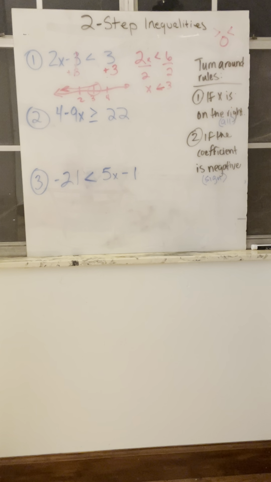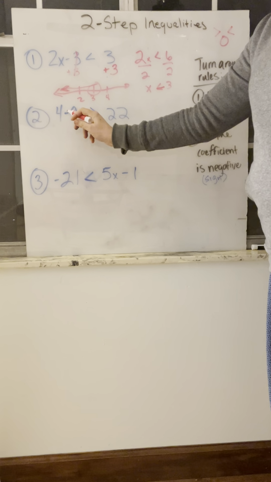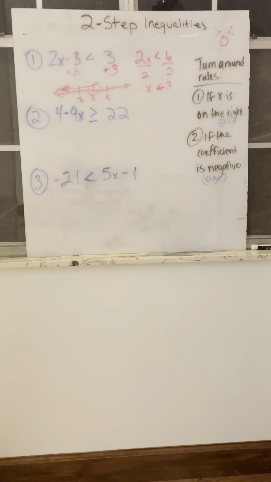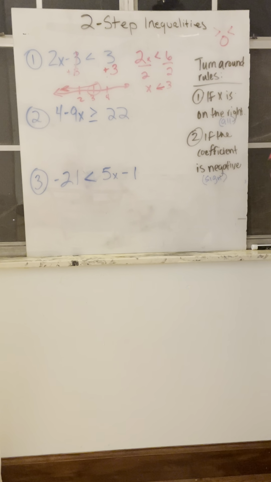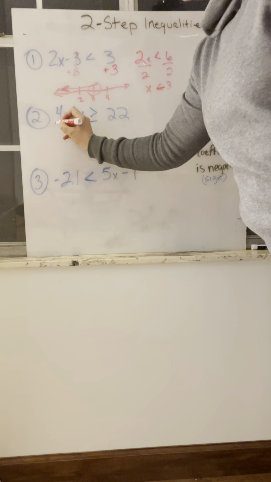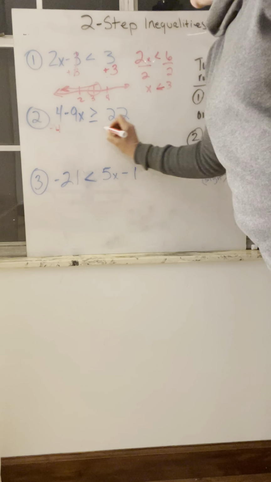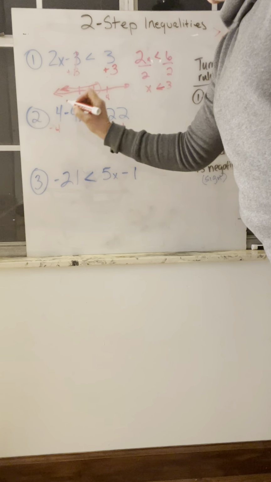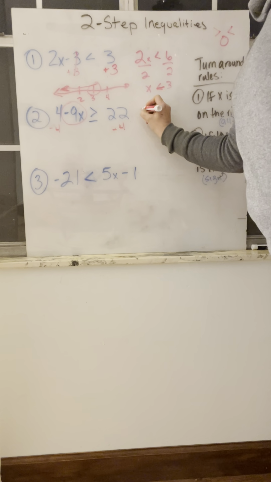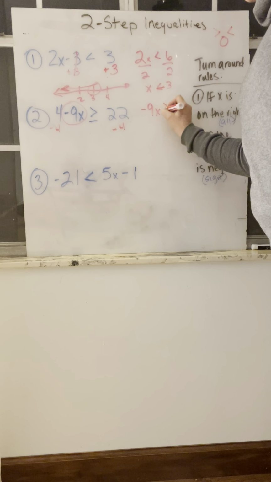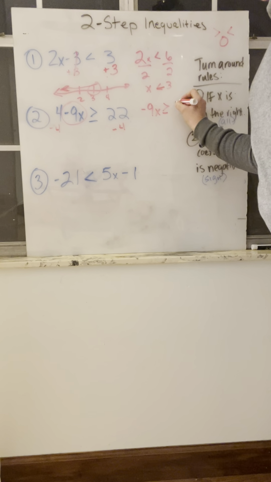All right, next one. Number 2, I see that I have this minus attached to my x term. That means my coefficient's negative. That means that in a minute I'm going to flip my sign. Okay, so I'll go ahead and start solving it. I've got this positive 4 here. Remember, 4 is not negative, it's positive 4, so I need to subtract 4 from both sides. Subtract 4 here, subtract 4 here, and then I end up with, remember, this minus doesn't go anywhere, negative 9x is going to be greater than or equal to 22 minus 4 is 18.